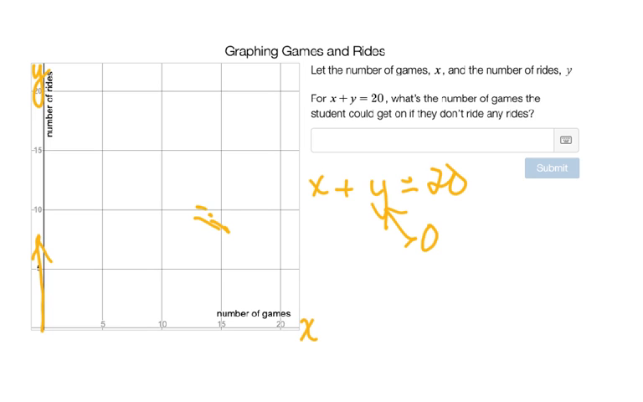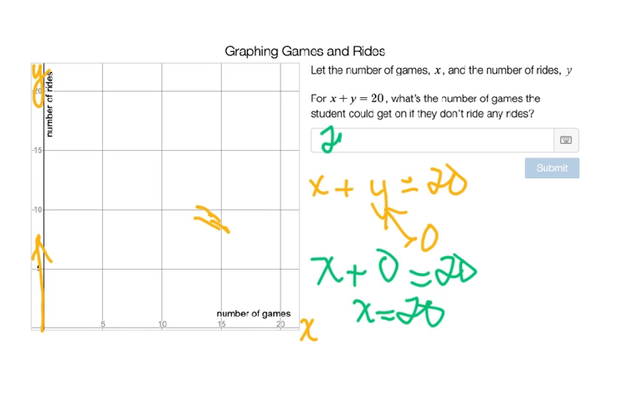Well, again, x plus y, where y is 0 because we haven't gone on any rides, is equal to 20. Therefore, x is equal to 20. So what does that mean? What's the number of games the student could play? They can play 20 games.